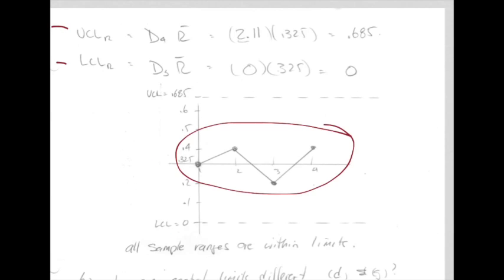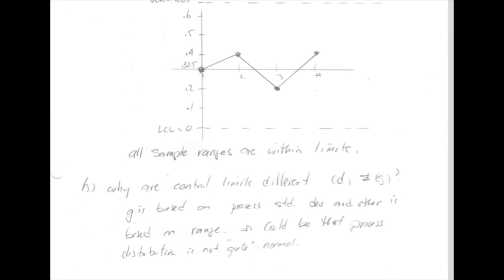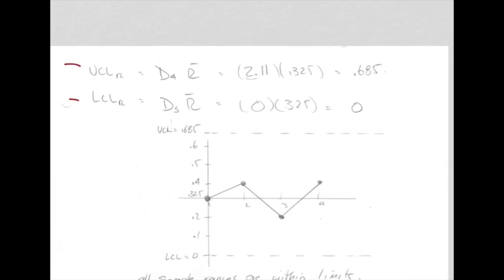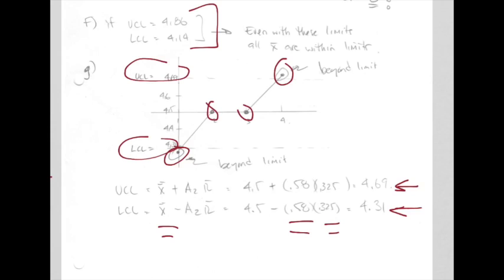Okay, so you can see here 0.3 is there, 0.4 is there, 0.2 is there, 0.4 is there. So that's how we plot it. We just plot those within the upper control limit and the lower control limit. I'll just clear that. In conclusion, all the sample ranges are within the limits, but as you can see here, on the X bar chart we do have an out of limit situation. Okay, so let's keep going.